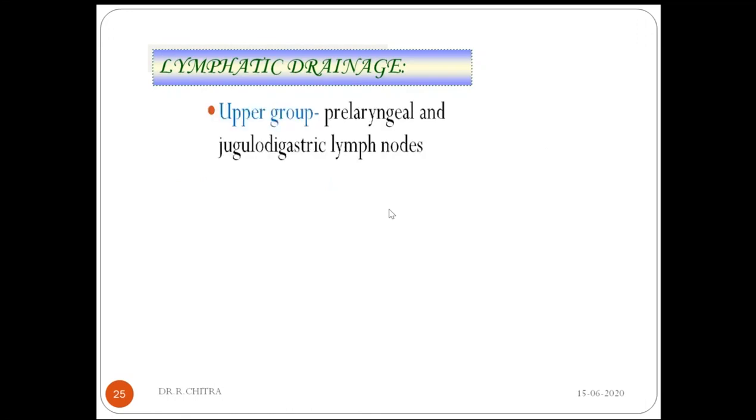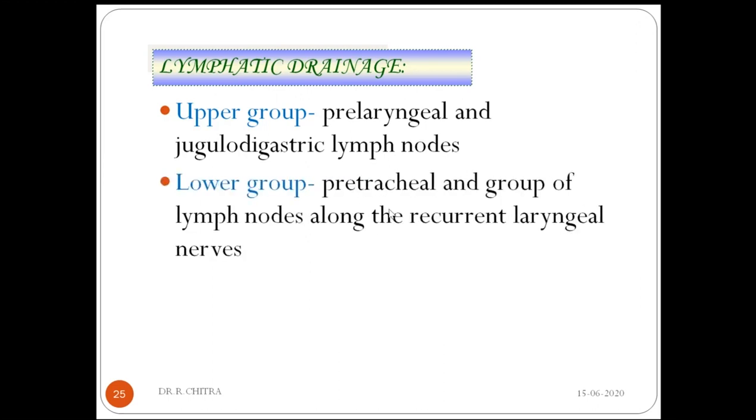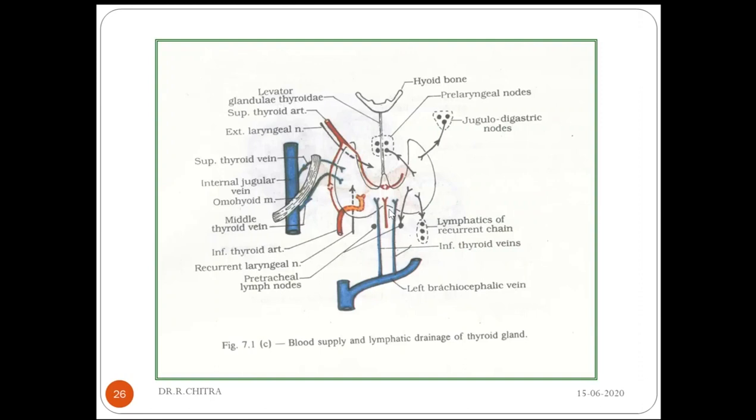Lymphatic drainage of the thyroid gland. The upper group of lymphatic drainage will be into the prelaryngeal and jugulodigastric lymph nodes. The lower group drains into the pretracheal group of lymph nodes and the nodes along the recurrent laryngeal nerve.